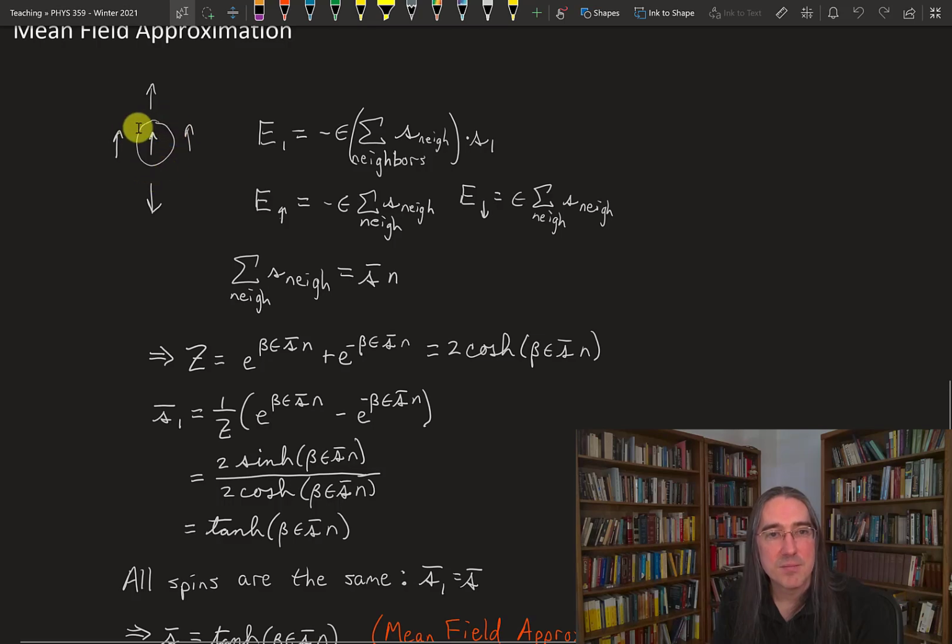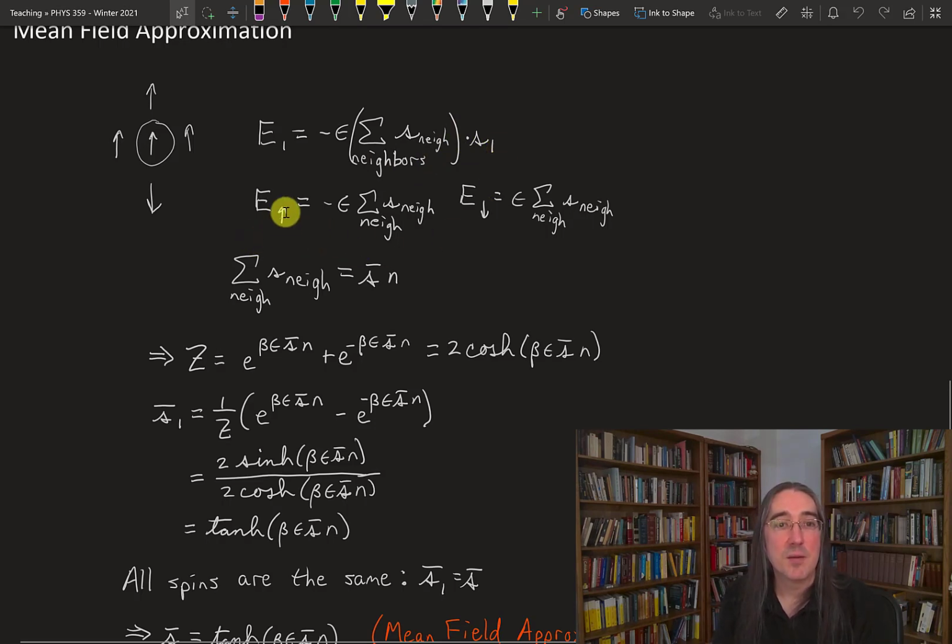We're going to look at this spin. I've drawn this as a 2D system, but it doesn't really matter what dimension. We're going to wrap that up in this number n down here. So we'll look at this one spin. It's got some neighbors. The energy of that one spin is minus epsilon times the sum over its neighbors of its neighbor's spin dotted with itself. And itself doesn't change from neighbor to neighbor, so we can just write this as minus epsilon, the sum over all the neighbors dotted with spin number 1.